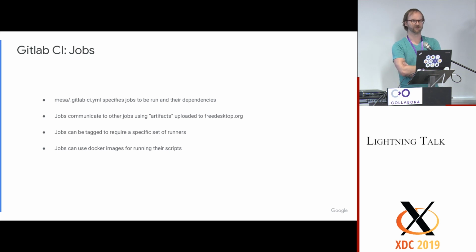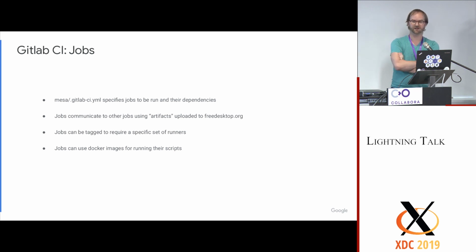Jobs can be tagged to require a specific set of runners. We do this on freedesktop.org. We have an ARM runner that's tagged ARM64, and that way you can segregate jobs. I only really want to be building normally on x86, but sometimes I really want to build something on ARM, and we can tag a job to that specific runner. I also use this for my hardware testing. So I have a set of hardware tagged DB410C for the DB410C boards. I've got a bunch of Chesa boards.